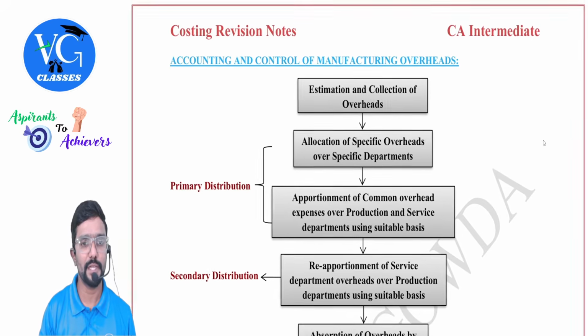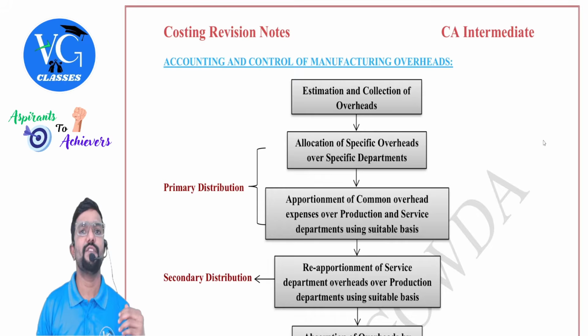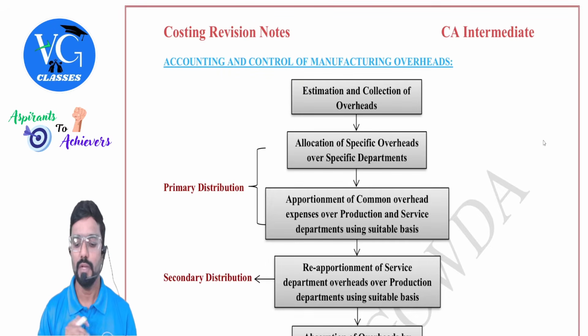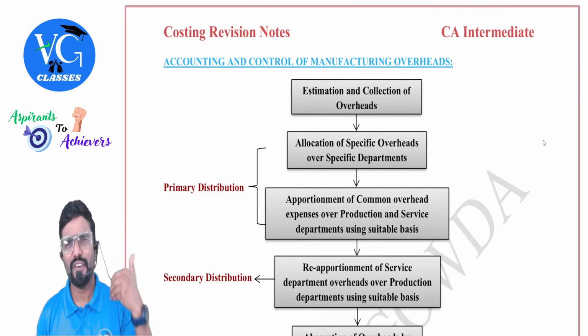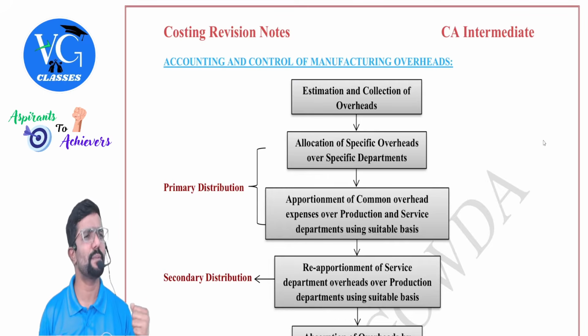Clear? Next, guys, these steps are important. In this chapter, what you can expect is numerical questions. So these steps are important for solving the questions. What are those? Guys, overheads means it is indirect in nature. Now, listen. Why first of all are we learning this chapter? What is the purpose of it?